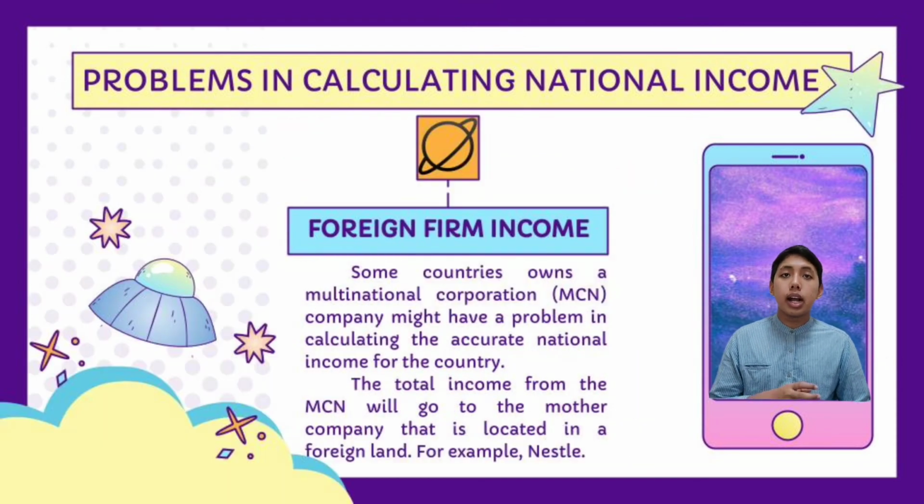The last problem in calculating national income is foreign firm income. This is because most of the developing countries such as Malaysia have a partnership with multinational corporation companies. Therefore, the total income from these companies is not fully for the host country, but some of it is owned by the mother company that is located in a foreign country. In Malaysia, some examples of multinational corporation companies are Nestle, Coca-Cola, Sony, and Samsung.